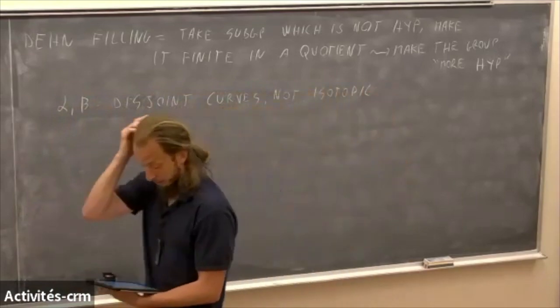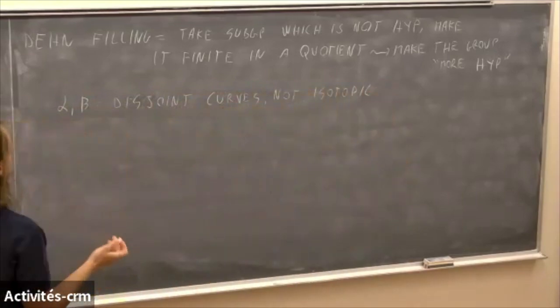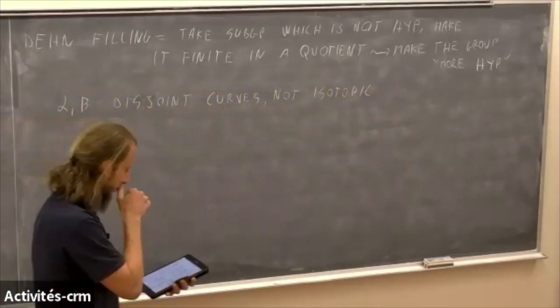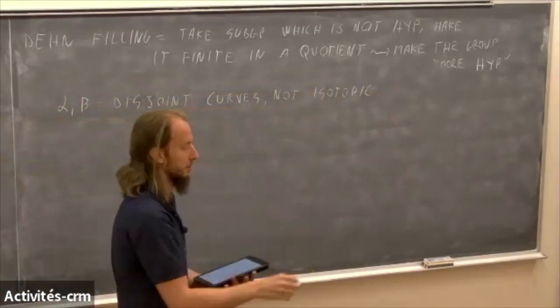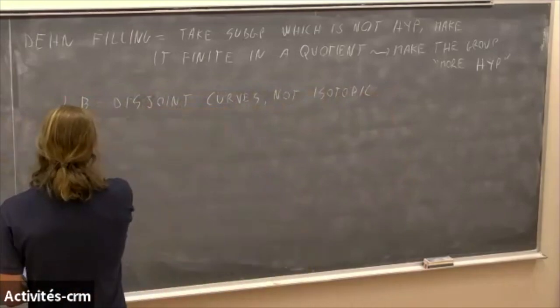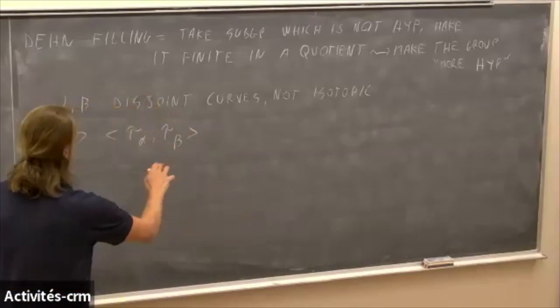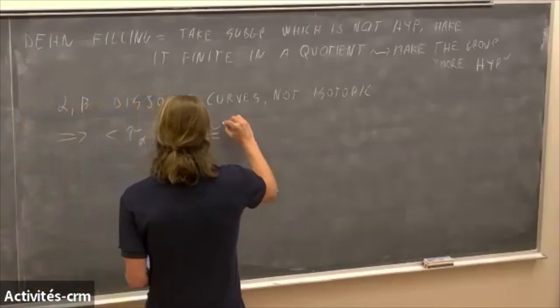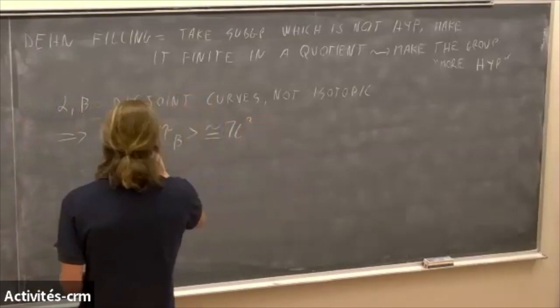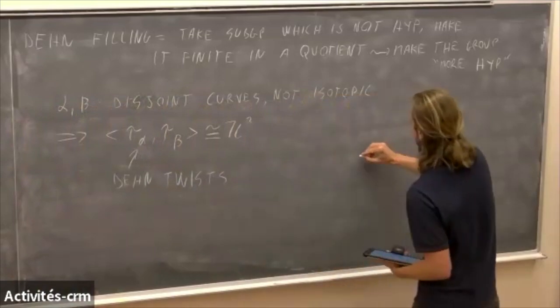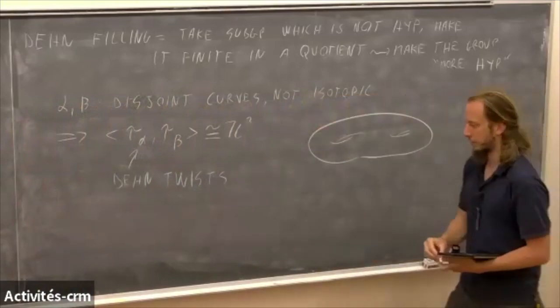Okay, and then you can look at the Dehn twists around those curves. These are mapping classes supported on annuli. The subgroup generated by the Dehn twists is isomorphic to Z squared. So these are Dehn twists. A little picture, maybe, why not? So this is my surface.